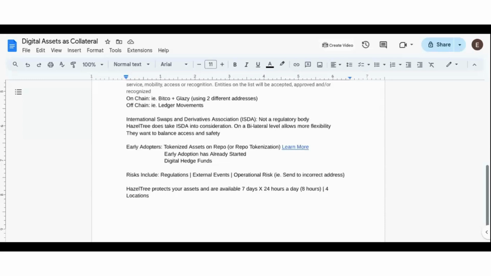So the next thing is Hazeltree protects your assets and is available. I really love this piece right here. This is a great company, so check them out. They're available 24 hours a day, 7 days a week, and they have 4 locations, spread all throughout the world. I love the fact that they operate on a 24-hour basis. This is where we're headed, everyone.